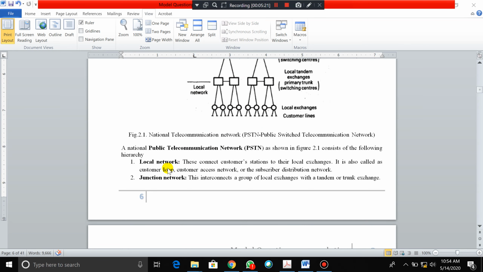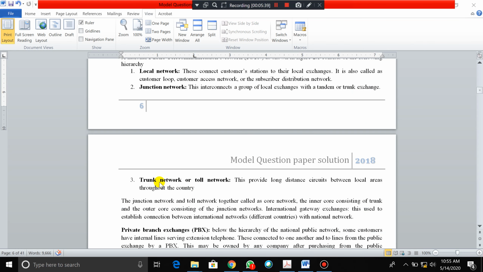Okay, what is the local network? This connects the customer station to their local exchange. It is also called a customer loop, customer access network or subscriber distribution network. In a similar manner, we have the junction network. It interconnects a group of local exchanges with a tandem or trunk exchange. Trunk network or toll network provides long distance circuits between local areas throughout the country.